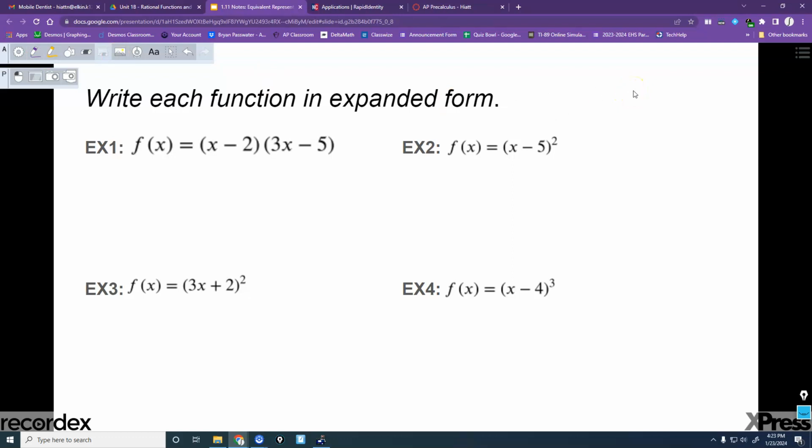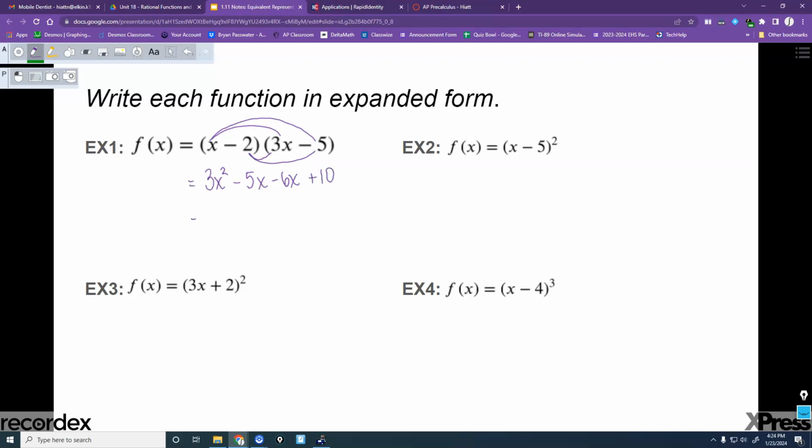So whenever we expand, we're just wanting to multiply everything out. So for this, we would do x times 3x. That would give us 3x squared. Then we would have to distribute this x to the negative 5. We would get negative 5x. Then the negative 2 has to be distributed. So negative 2 times 3x will give us negative 6x. And negative 2 times negative 5 is positive 10.